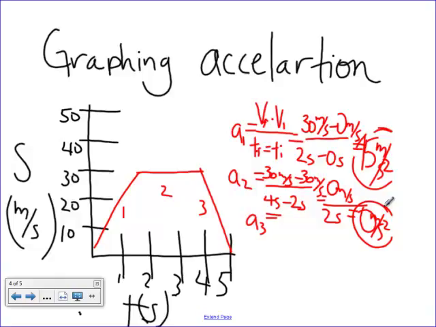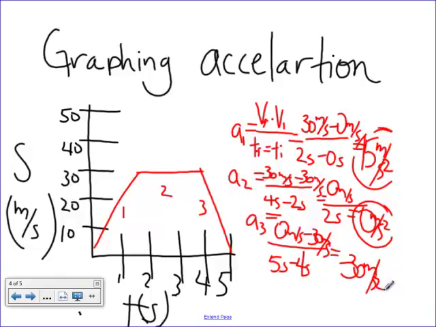A3, let's see what happens here. So my final time, it was 5 seconds. Started at 4 seconds. And my change in speed is, well, I finish at 0 meters per second, and I started at 30 meters per second. So I have a negative 30 divided by 1. Negative 30 divided by 1 is a negative 30 meters per second squared.